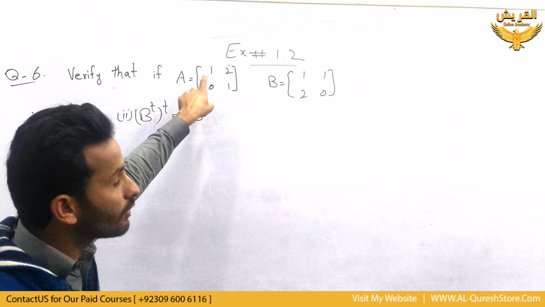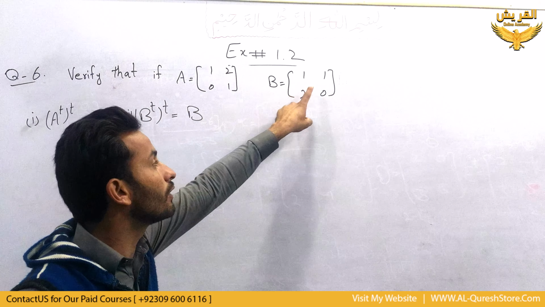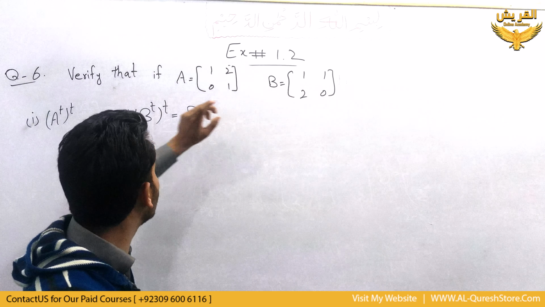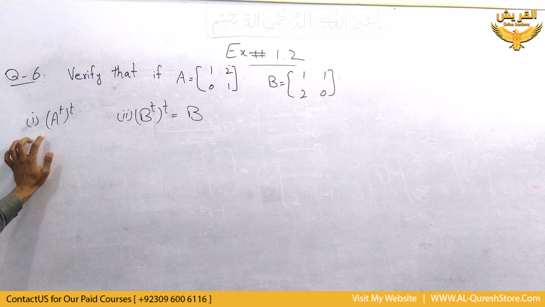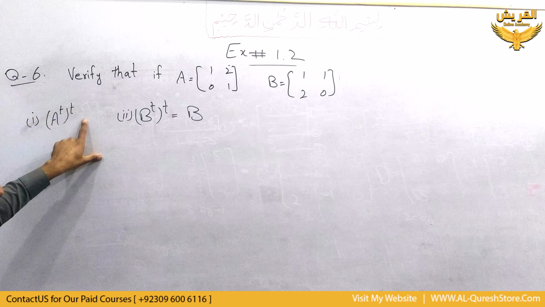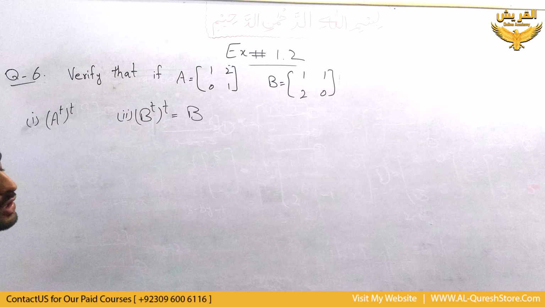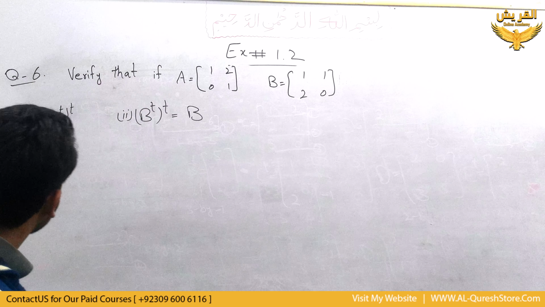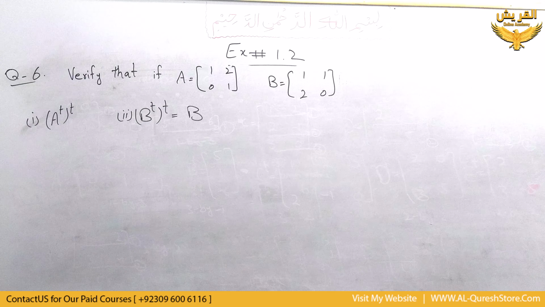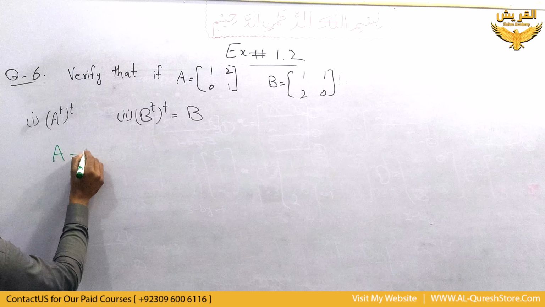This is the last question. If A is equal to [1 2; 0 1] and B is equal to [1 1; 2 0], we have to verify that A transpose and then transpose again, taking transpose of A two times, is equal to A. Let's prove this question.